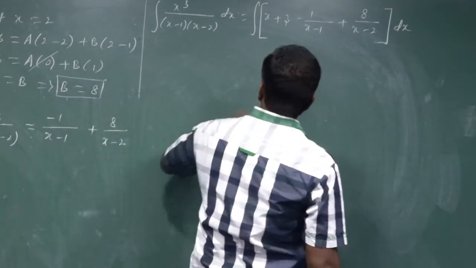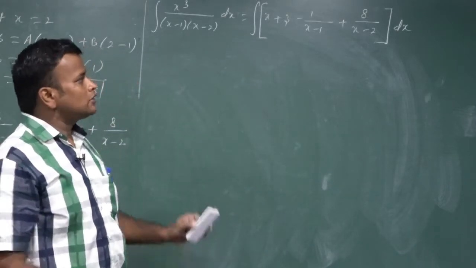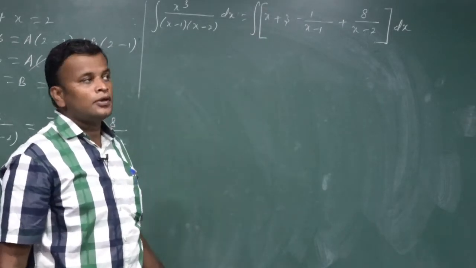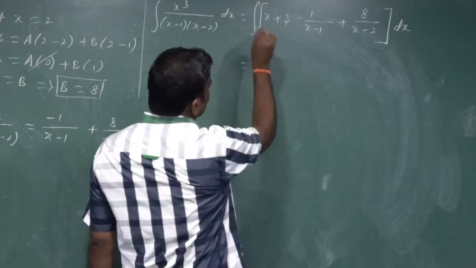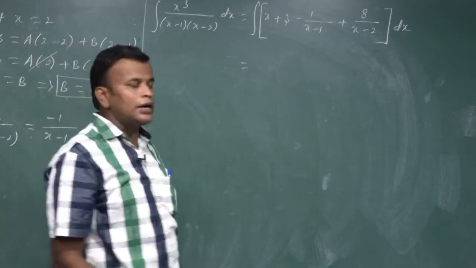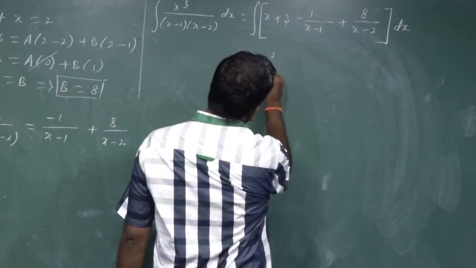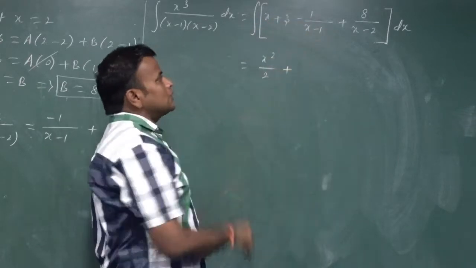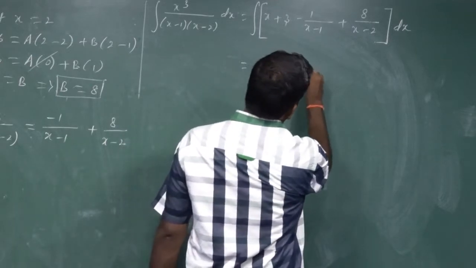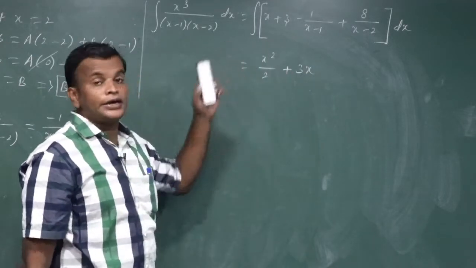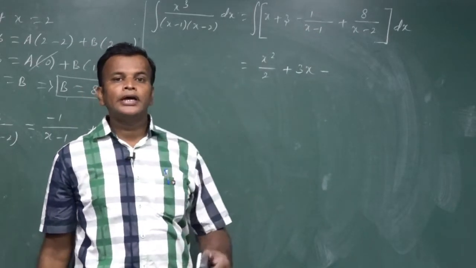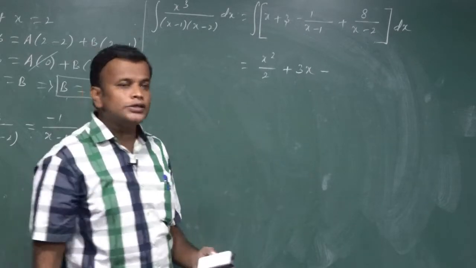Now I integrate each and every term one by one. Actually, we can split each and every term, or we can integrate directly. I integrate the sum directly. The first term is x. Integrating x uses the formula for x power n; the integral of x is x square by 2. Plus the integral of 3 dx: 3 is a constant, and the integral of dx is x. The sign minus is there, so minus 1 by (x minus 1). The integral of 1 by (x minus 1) is log of modulus of (x minus 1).